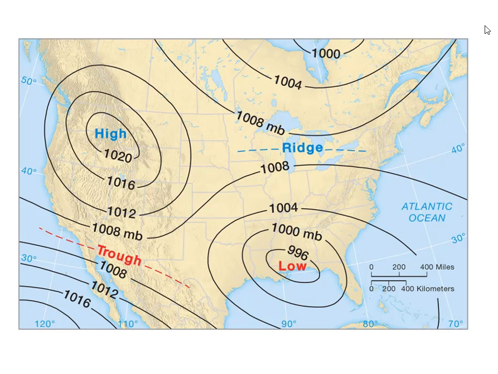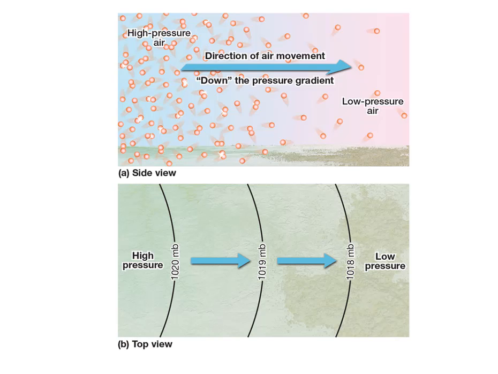We call this the pressure gradient. The pressure gradient can be thought of as representing the steepness of the pressure slope. This is a characteristic that has a direct influence on wind. Air tends to move from areas of high pressure towards areas of lower pressure. We say this movement is the pressure gradient force.